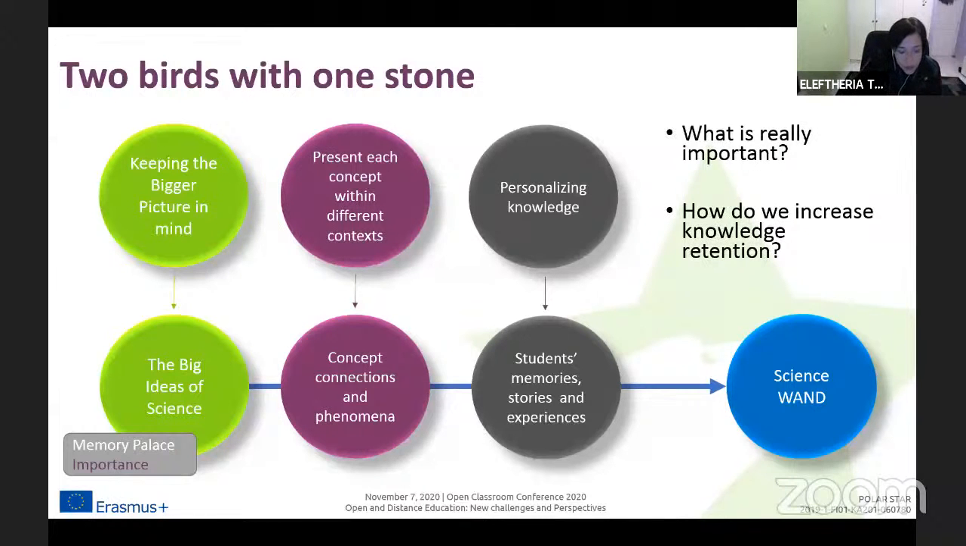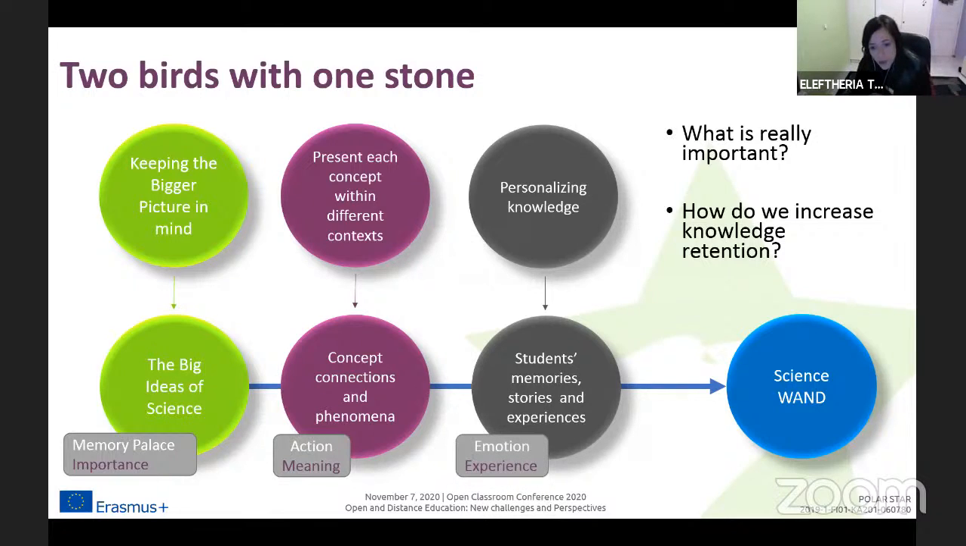The connections to other concepts and to interpreting phenomena is related to the meaning. So we are giving meaning to a concept by presenting that concept through the phenomena that it is related to and involved in, and through connections with other concepts. So this is like watching the concept in action, which is the second step of the trick. And when it comes to students' memories, of course, this is related to experience.